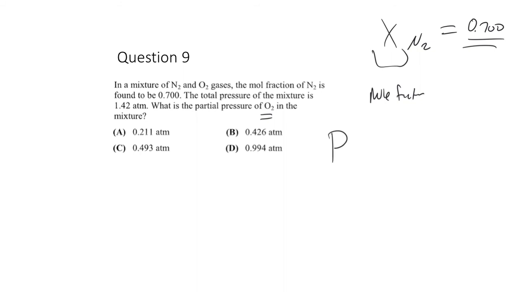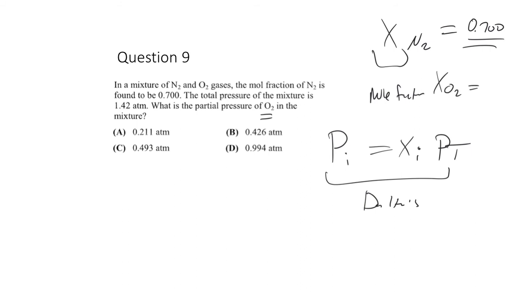Well, we know that the partial pressure of a component is equal to the mole fraction of the component times the total pressure. This is Dalton's law of partial pressures. And so the mole fraction of O2, because it's the only other component, has to be the other fraction, so it's 0.300, and then times 1.42 atm gives us the partial pressure of O2.